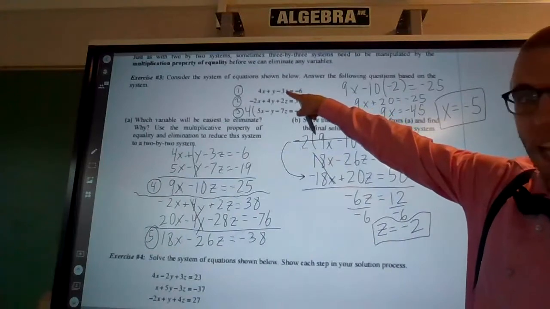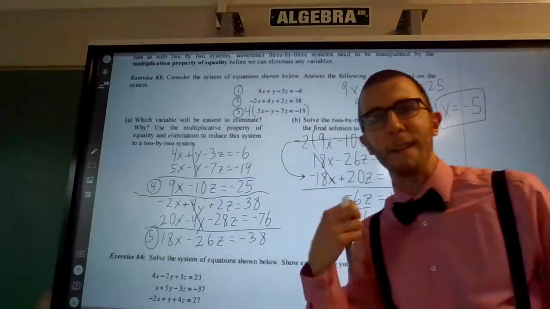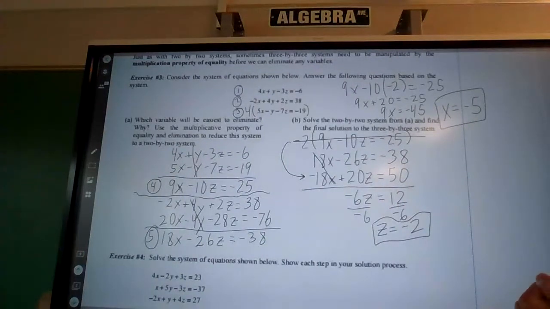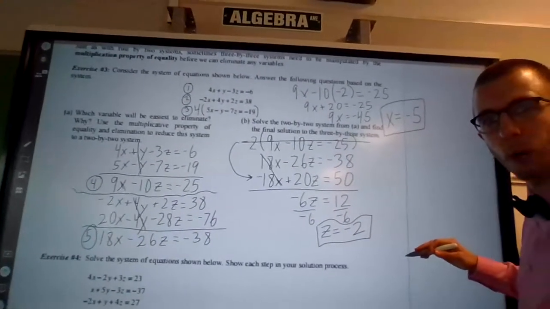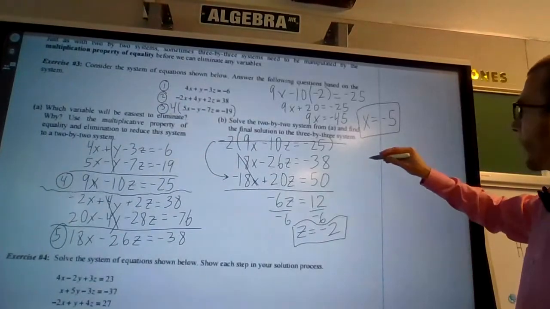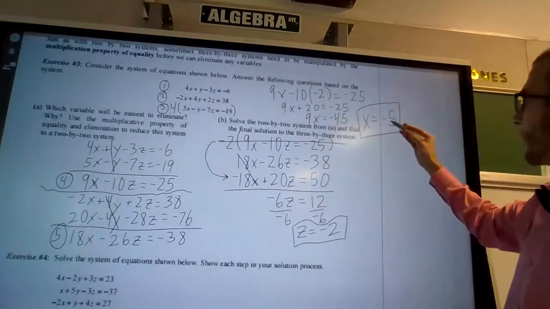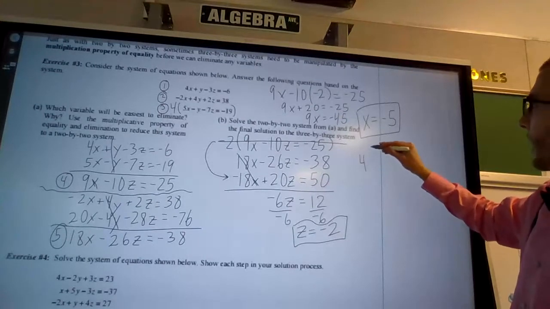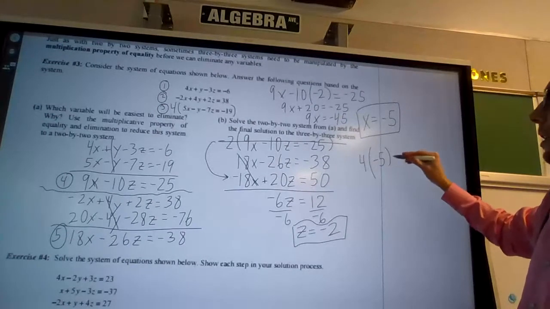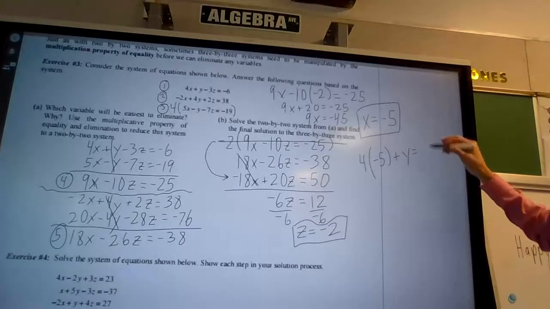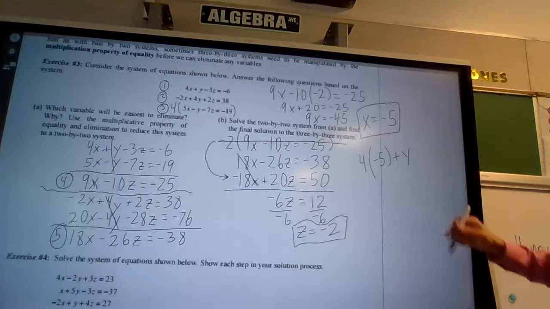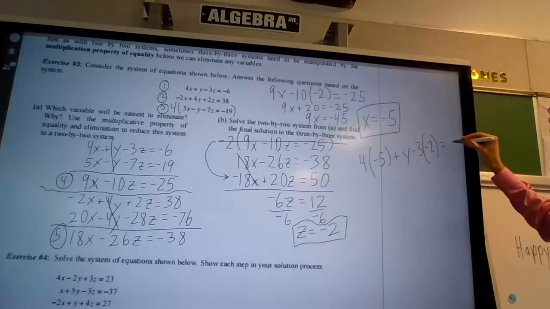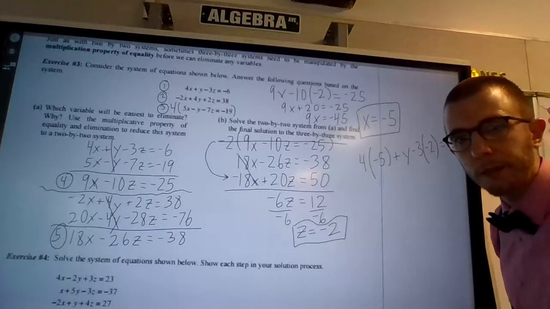I'm going to use my equation number 1. Start with my very original, back to our roots. Let's see where I can do this. Off to the side here. Hope you guys can see this. Okay, I'm rewriting equation 1, but I'm going to substitute in for x and z. So I have 4 times x, which is negative 5, plus y, minus 3 times z, which is negative 2, and that equals negative 6.